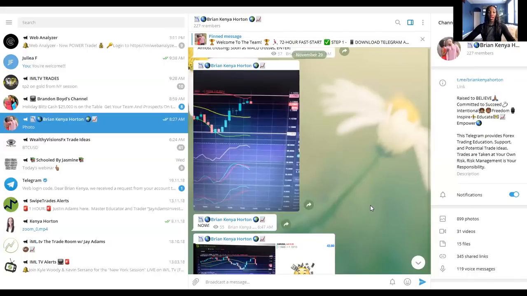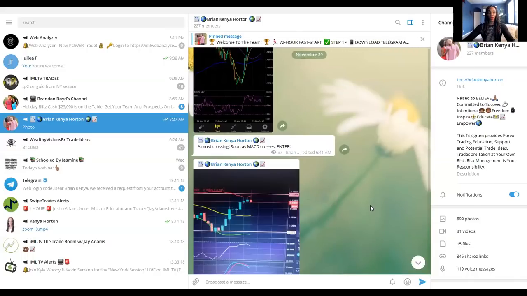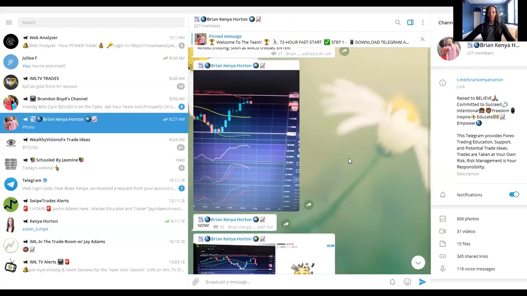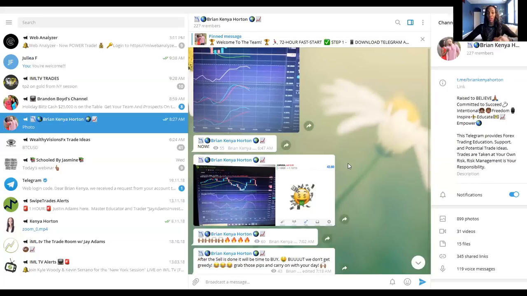So in our Telegram, depending on when you join, you'll see how I share with everyone. For example, I give a heads up on a sell on Euro USD. I gave a heads up on when to enter. I put now. I even showed exactly what it looks like so that you can get used to seeing what that trade is supposed to look like when you enter it. What does it look like before? What does it look like in progress? And what does it look like after the trade has executed and we're now in profit?